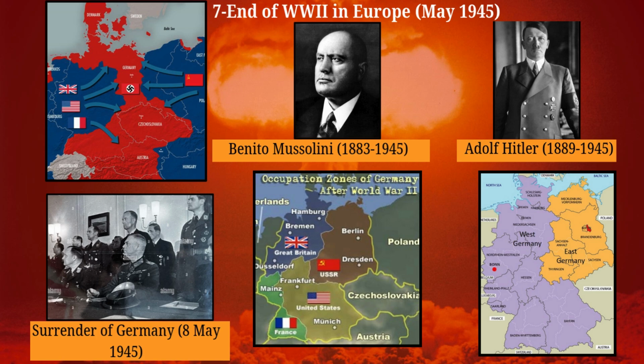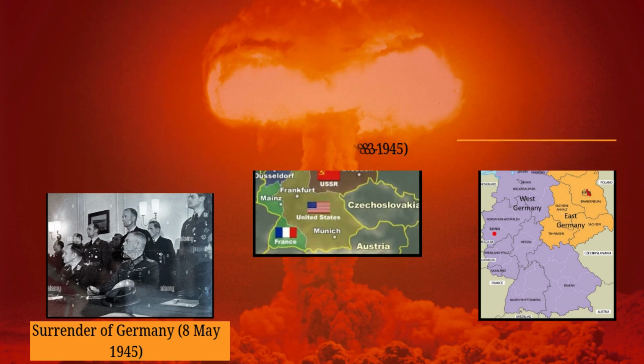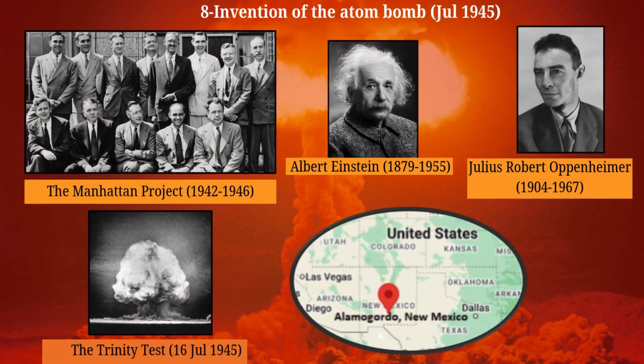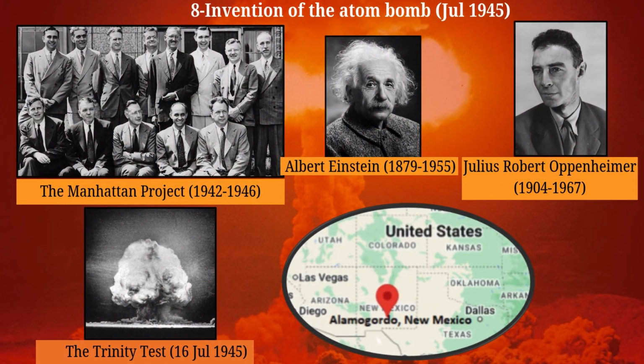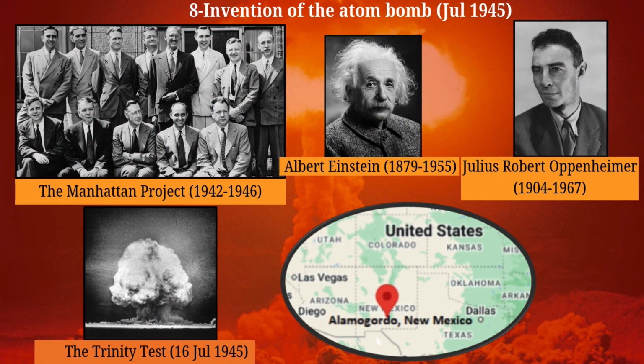Later, the British, Americans, and French merged their zones to establish the capitalist West Germany, while the Soviets established the communist East Germany. The capital Berlin was divided between the East and the West. The war between Japan and the US was still going on. Japan was not giving up so easily.